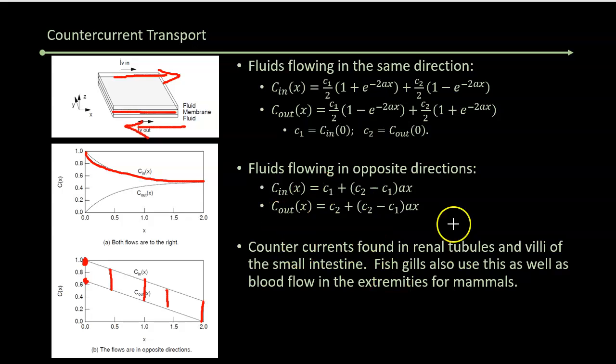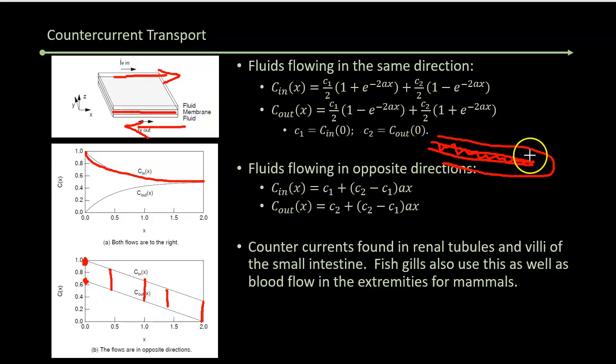This countercurrent flow is found in the renal tubules and the villi of the small intestine. We also use it in our own extremities. Think of your finger when it's cold. This is important. You are hot. Arterial blood is flowing out, venous blood is flowing back. They are exchanging heat along the way.